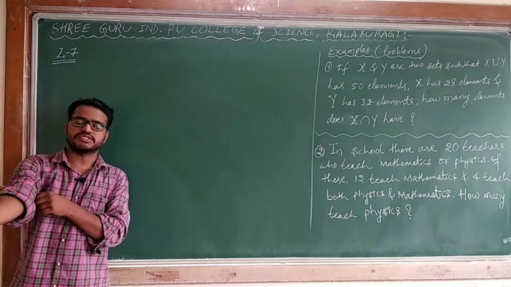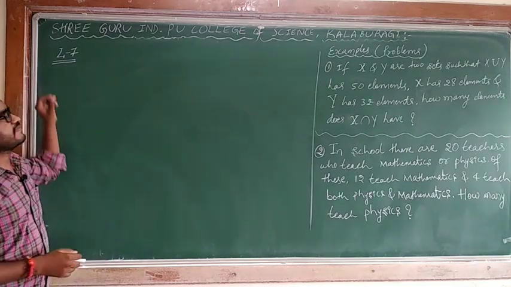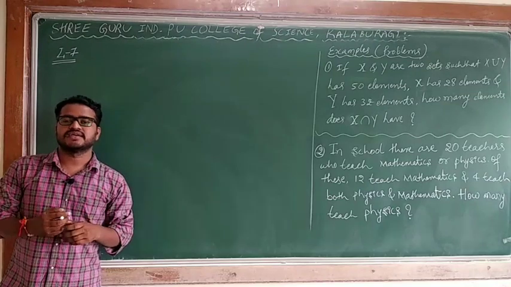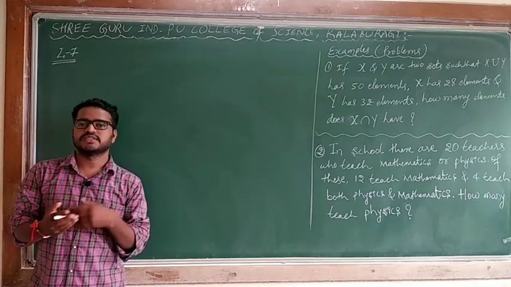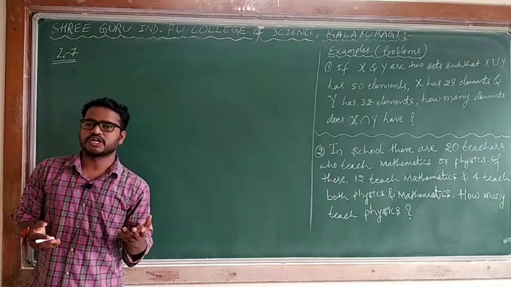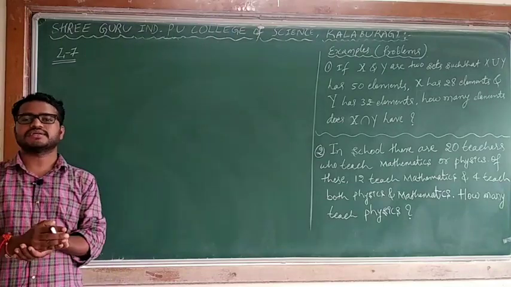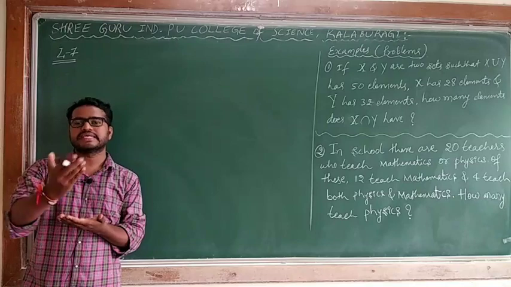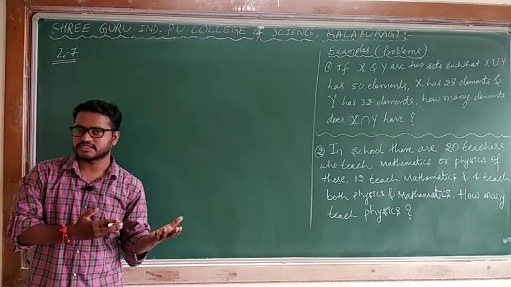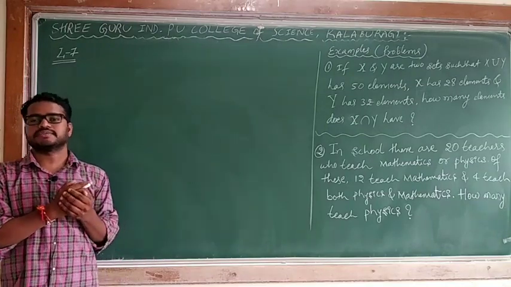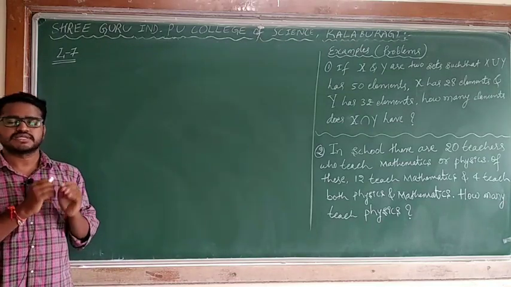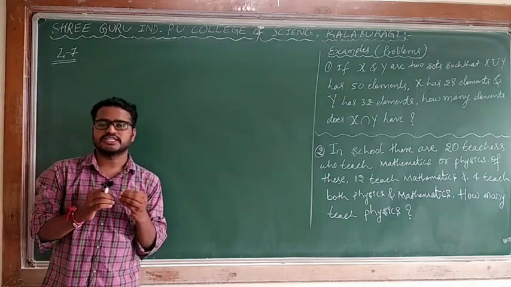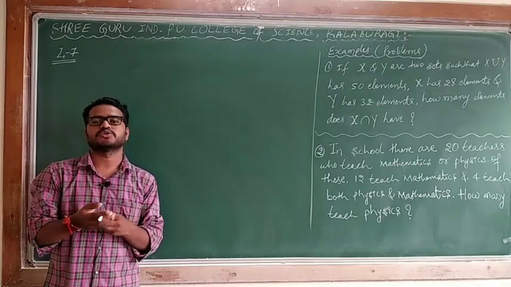Hello students, this is lecture number 7 on the topic sets. In the previous class I discussed the cardinality of a set. Cardinality is nothing but the number of elements of any given set. If the given set has 5 elements, you can say the cardinality of that is 5, or you can say the cardinal number is 5. So cardinality tells you how many elements belong to the set.